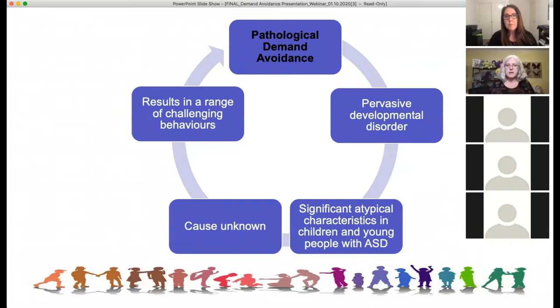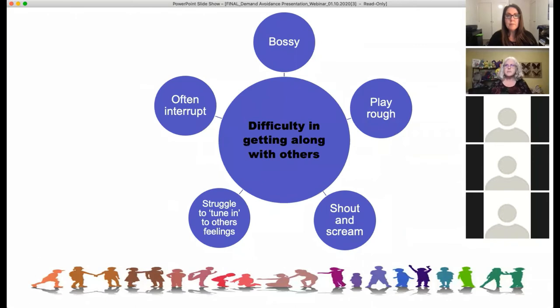Let's have a look and see what we've got on the next slide. They often have great difficulty getting along with other children. They really struggle to tune in to what's happening in the space and to be really appropriate and sensitive. They can often be really quite bossy, and they can play very rough because they don't have a good sense of the impact of their behaviour on others.